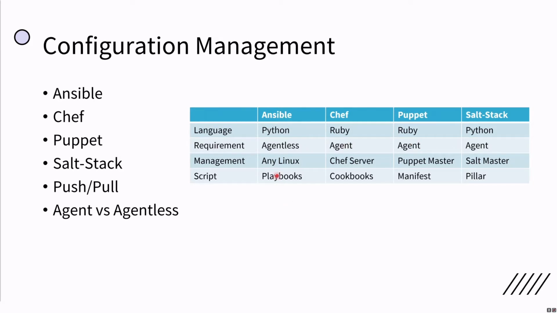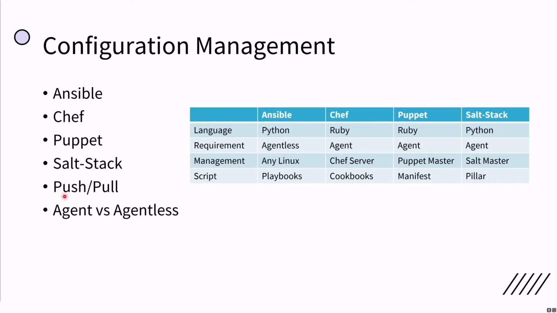whereas Ansible does not. So you need to install an agent on the end devices before they can actually be managed. They are managed centrally through Chef. It's going to be the Chef server, and Puppet is the Puppet master. Chef scripts are called cookbooks, and Puppet's are called manifests. And then finally we have SaltStack, which is written in Python. It also requires an agent. The central management is the Salt master, and its scripts are called Pillar.